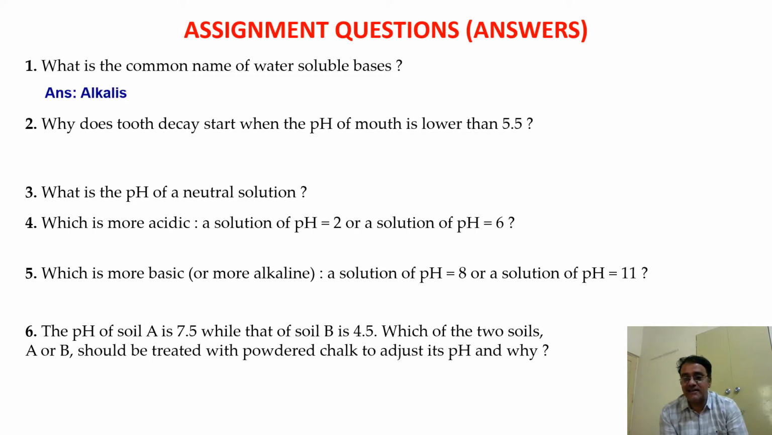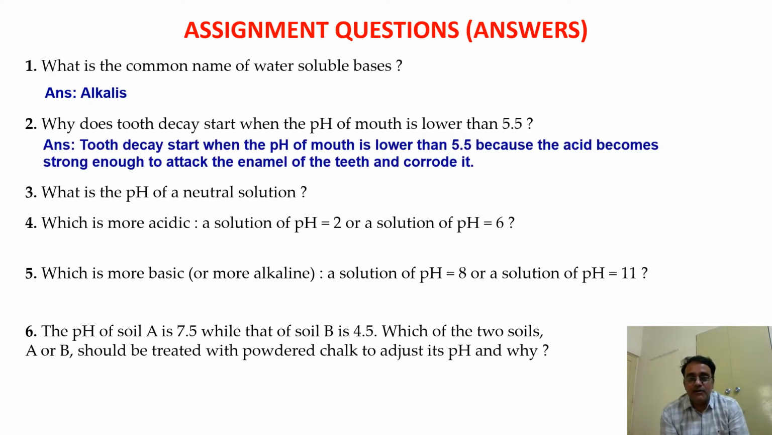The answer is alkalis. Why does tooth decay start when the pH of mouth is lower than 5.5? Because the acid becomes stronger. The lower the value of pH, the stronger is the acid. So the acid becomes strong enough to attack the enamel of the teeth and corrode it.